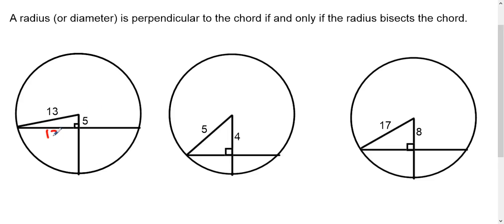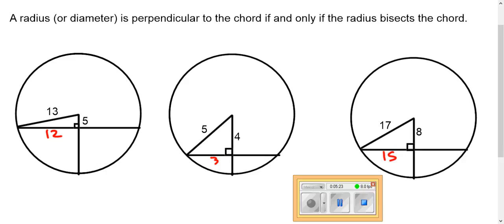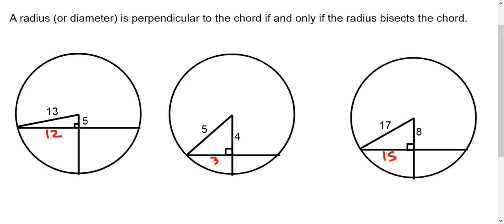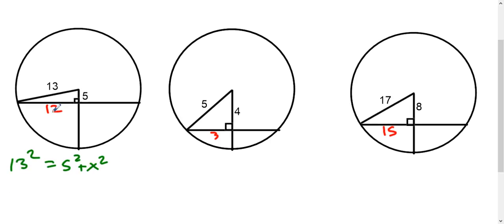This is a 5, 12, 13. This is a 3, 4, 5. And this is an 8, 15, 17. If you didn't recognize those, you just have to do the Pythagorean theorem and get 13 squared equals 5 squared plus x squared. You would solve for x and you would get 12.